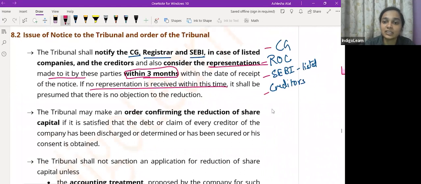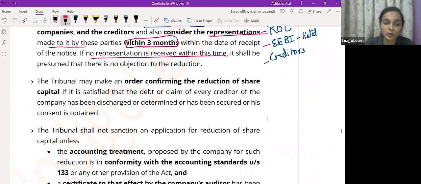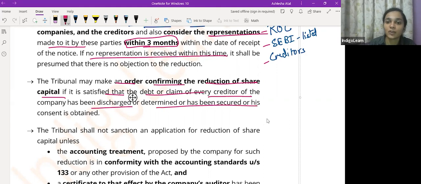Then, if the tribunal has received no objection, no representations, the tribunal will pass an order wherein they'll confirm the reduction in the share capital if it is satisfied that the debt or claim of every creditor has been discharged or determined or has been secured or his consent is obtained.